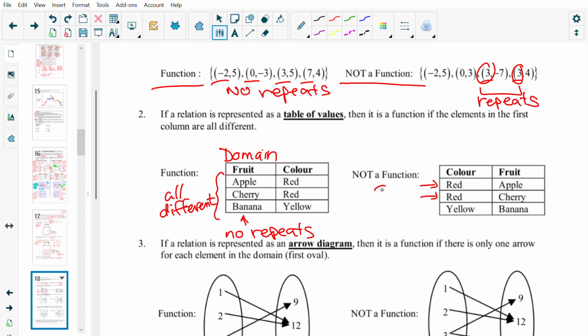How about this one? I have red and red. Same. Or, in other words, I have repeats. So therefore, not a function. Left side, function.